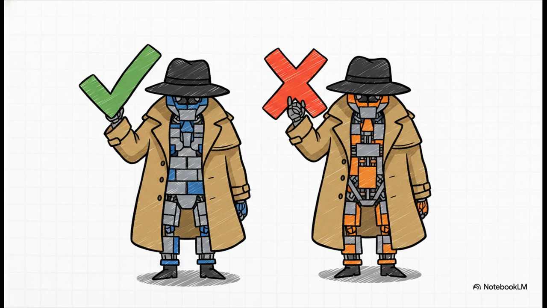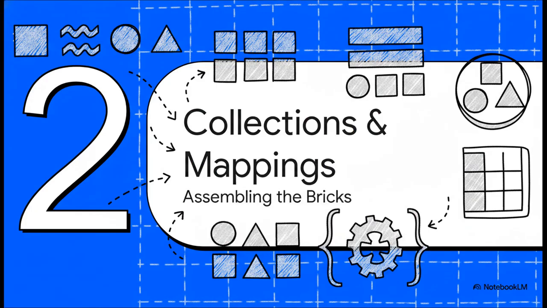You can literally mathematically add true plus true in Python, and the result will spit out the integer 2. How cool is that? Moving right along to Section 2, collections and mappings. Now that we know what our basic primitive bricks look like, let's explore how we actually organize them. Because, let's face it, you're rarely working with just one single number at a time. Usually, you're managing entire datasets.